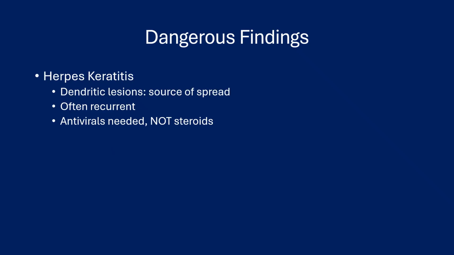Herpes keratitis. Dendritic lesions are typically the sign, often recurrent. In this case, antivirals are needed, not steroids. Just as people have the herpes simplex virus associated with cold sores, remember it's living in the nerves, so it can be the nerves around the eye just as well as around the mouth.